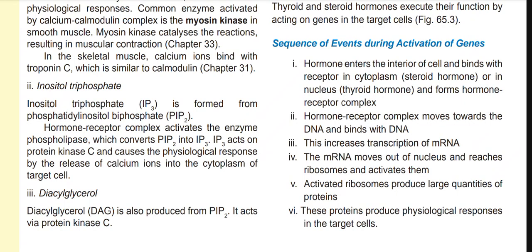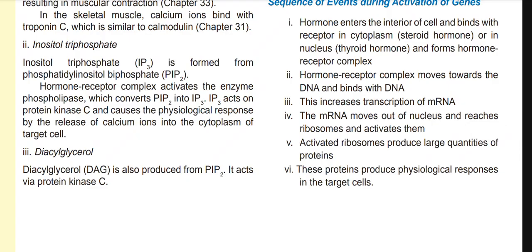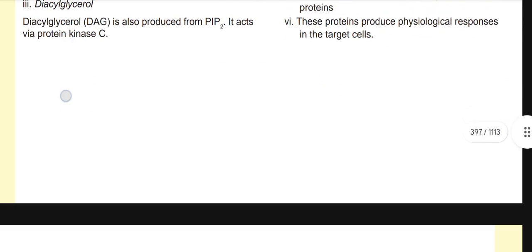And when these are formed, they form what? Hormone receptor complex. So first of all, formation of the hormone receptor complex. In case of steroid, it is formed in the cytoplasm. In case of thyroid, it is processed in the nucleus. Now the hormone receptor complex moves towards the DNA and binds with the DNA, and this increases the transcription of mRNA. The mRNA moves out of the nucleus and reaches the ribosomes and activates them. And when the activated ribosomes produce large quantities of proteins, these proteins produce physiological responses in the target cell.